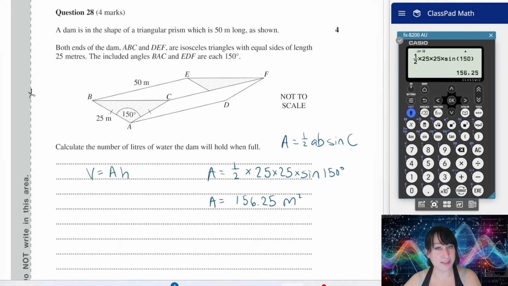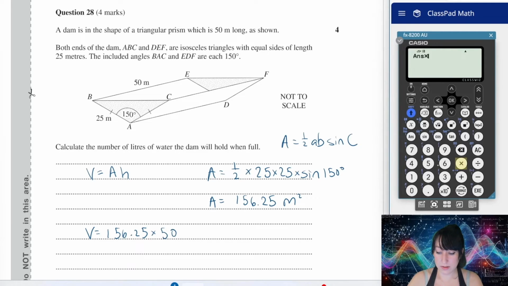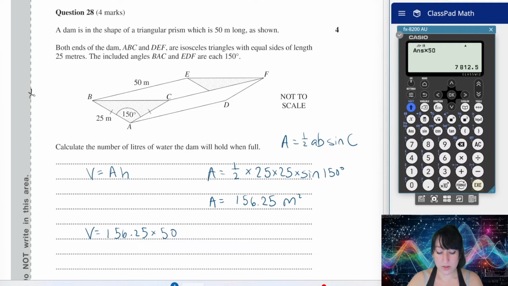The volume is that times the height of the prism. In this case, it's the 50. So volume is 156.25 times 50, which is 7,812.5 cubic meters. Now, we might need to know then the conversion between cubic meters and liters.